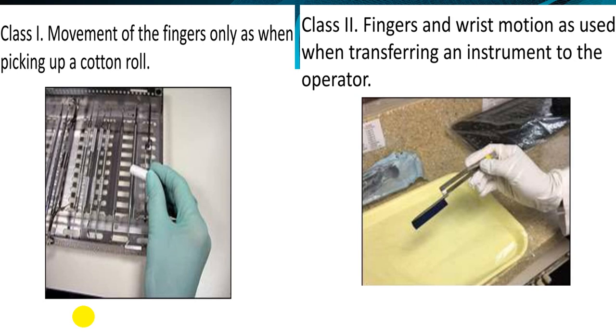So class 1, there is only movement of the fingers, such as taking of a cotton roll. Class 2, the fingers and the wrist. This is such as transferring an instrument to the operator.